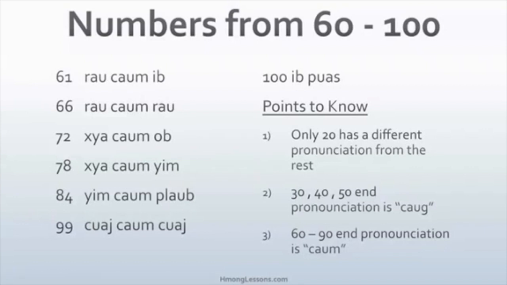For 60 through 90, you don't say zhao jiao, qi xia jiao. That doesn't make sense. You say, zhao jiao, xia jiao, yi jiao, zuo jiao. Okay? So the end pronunciation is not jiao, it's jiao. Those are important points to know.